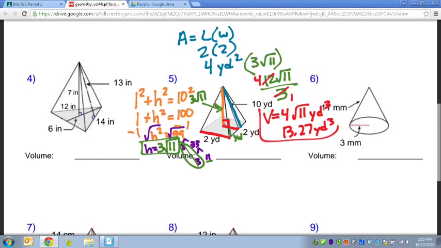Okay, so both of those are acceptable, but I want us to be in the practice of always using exact numbers. And I'll show you another example of what that means with the cone and using pi.